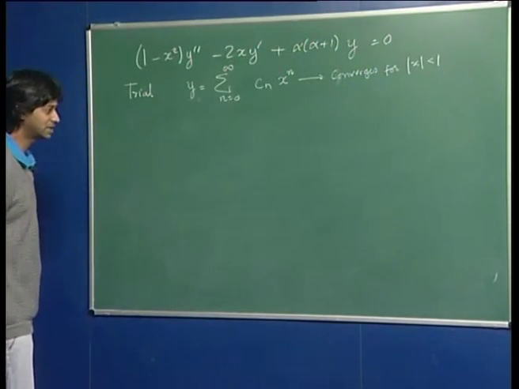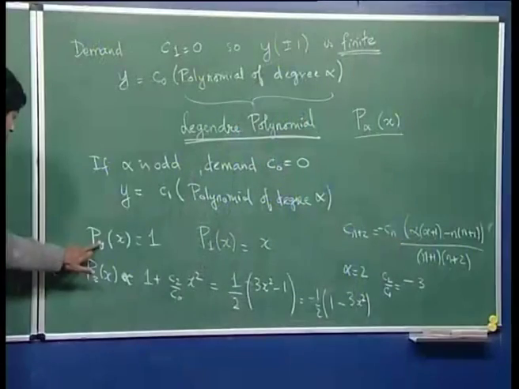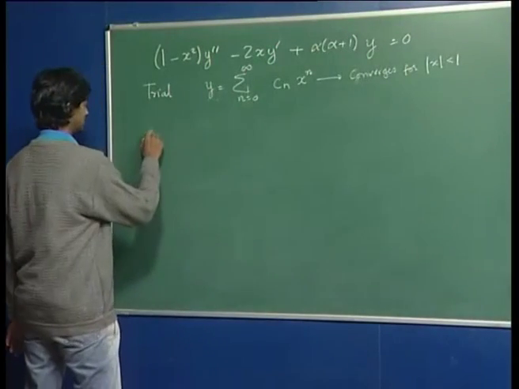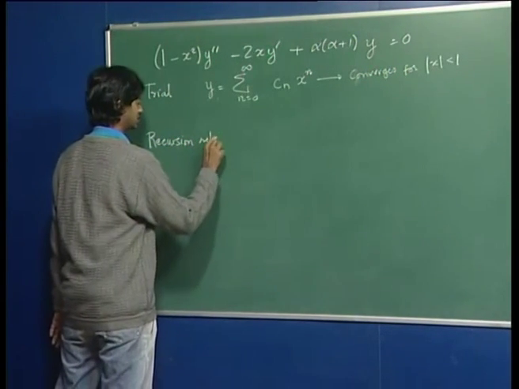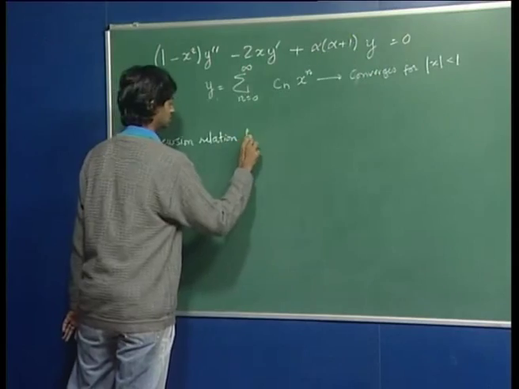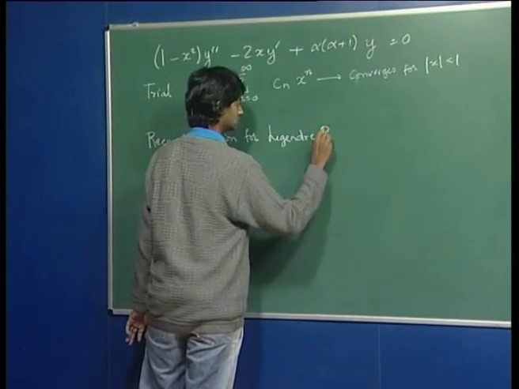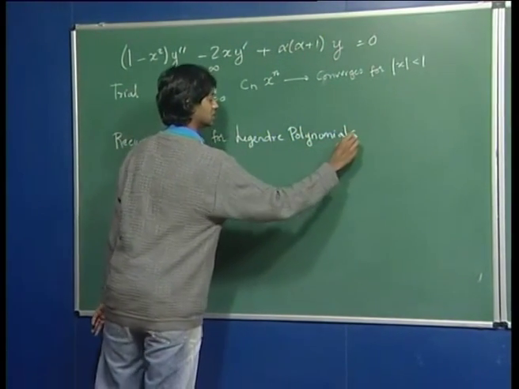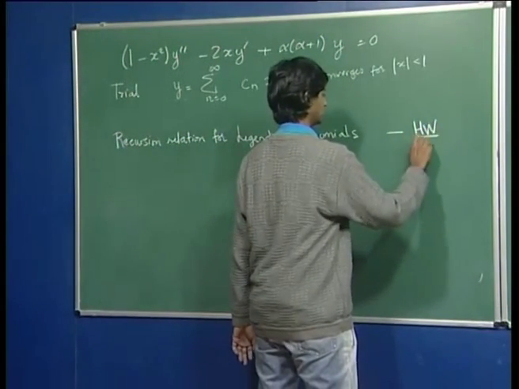Now, there are some interesting properties of these polynomials. When you take polynomials of different degrees like P0, P2, P3, P4 and so on, they satisfy some interesting relations. One of them is also called a recursion relation for Legendre polynomials, and this is something that you should try to work out as homework.